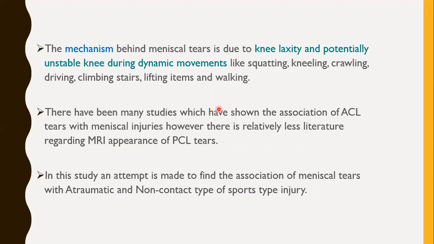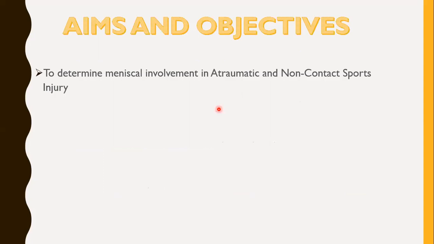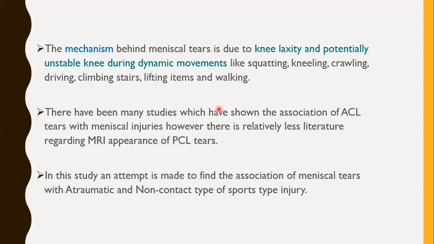The mechanism behind meniscal tears is due to knee laxity and a potentially unstable knee during dynamic movements like squatting, kneeling, crawling, driving, climbing stairs, lifting items, and walking. There have been many studies which have shown the association of ACL tears with meniscal injuries. However, there are relatively fewer studies in the literature regarding the MRI appearance of PCL tears.